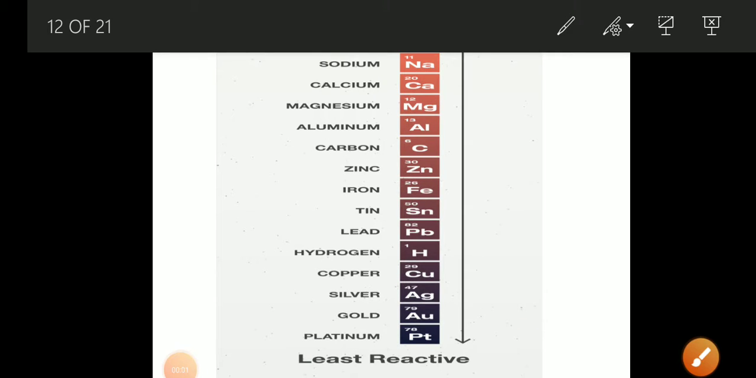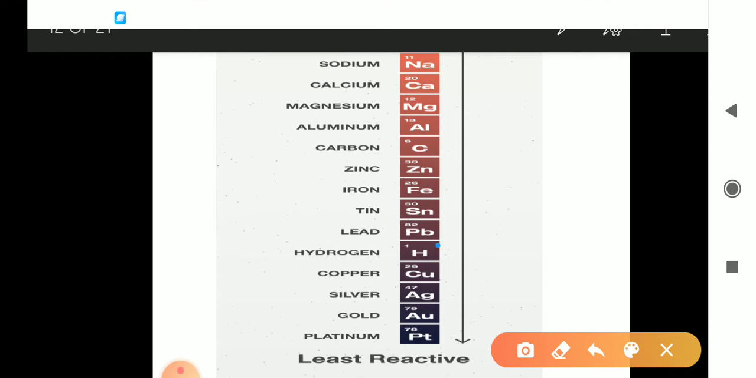Okay, now see where is the position of hydrogen. Hydrogen is at this place. I told you, although hydrogen is not a metal, it is included in the series because it behaves like a metal. And then next is silver, gold, platinum. These are present at the bottom of the reactivity series.